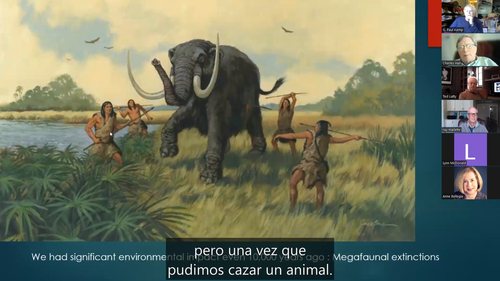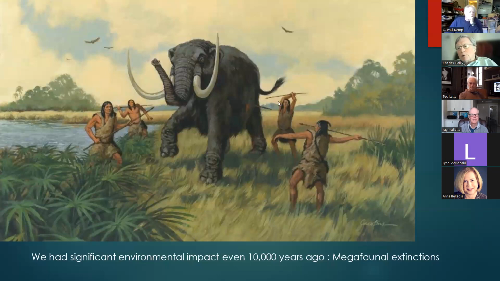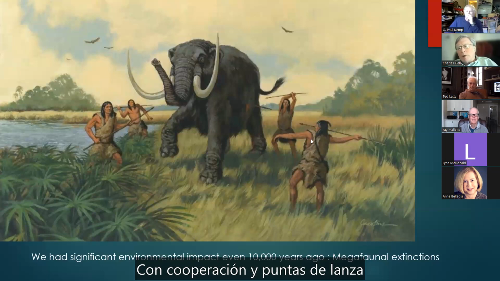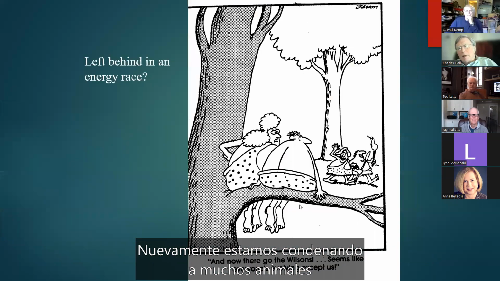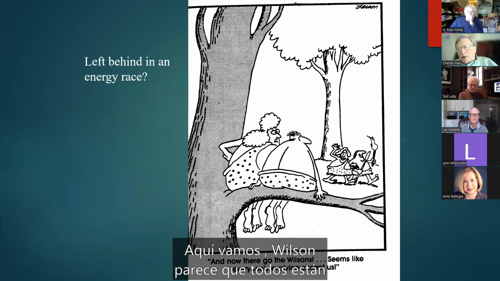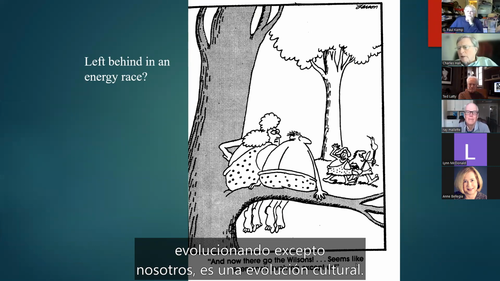But once we were able to hunt an animal with cooperation and with spear points like this, then we doomed a lot of the animals. And so here we go. There go the Wilsons. Seems like everyone's evolving except us. It's cultural evolution.